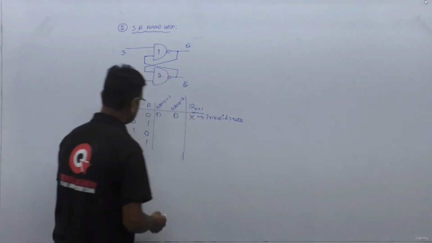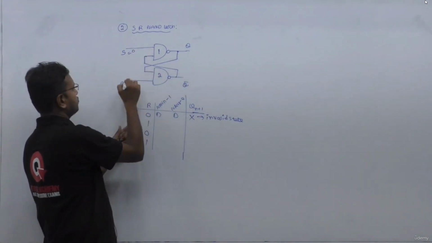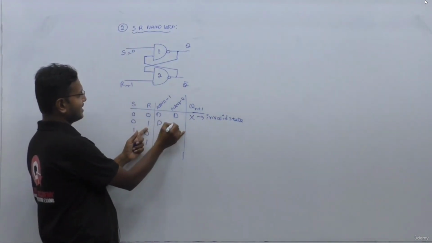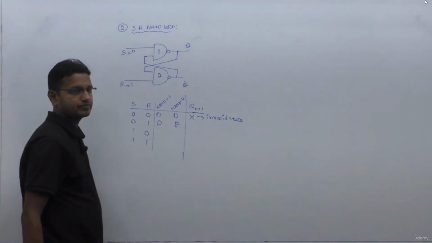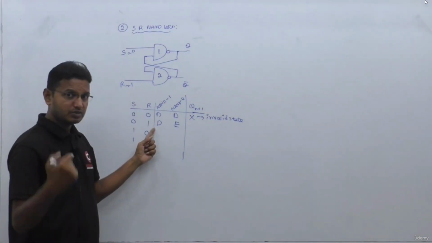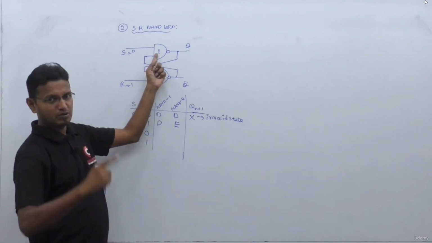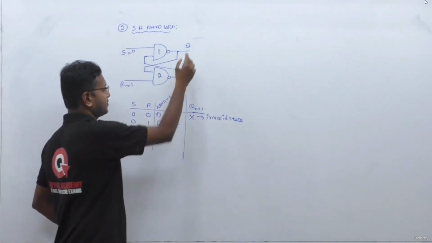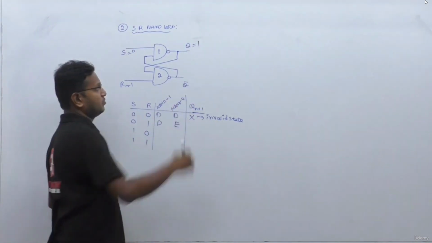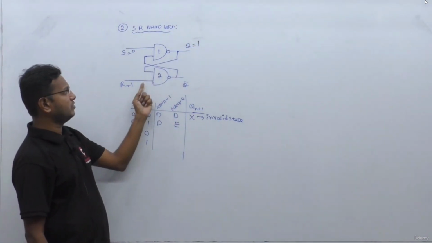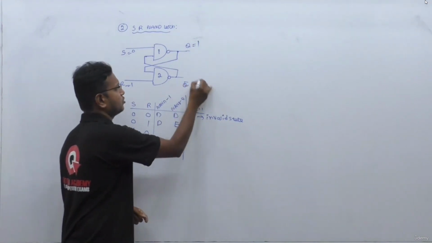Now the next combination is S equal to 0, R equal to 1. If S equal to 0, NAND gate 1 is disabled, NAND gate 2 is enabled. So focus on the logic gates which are disabled first. NAND gate 1 is disabled, so its output will simply become 1. This 1 will come here, 1 and 1 complement, so Q bar has to be 0 because both are complements.